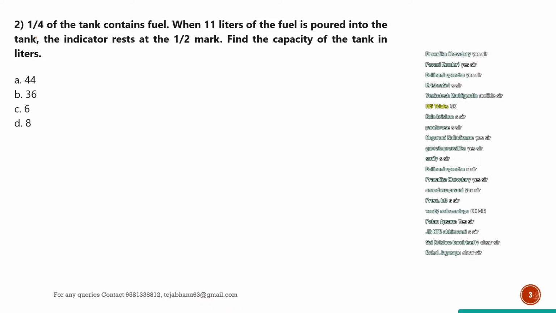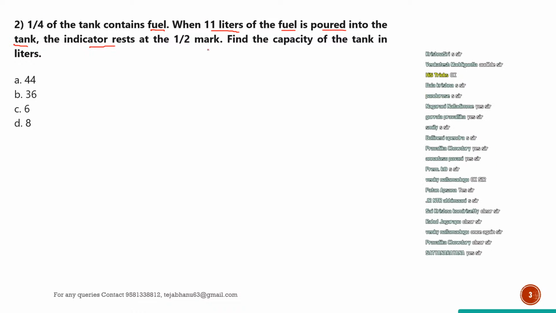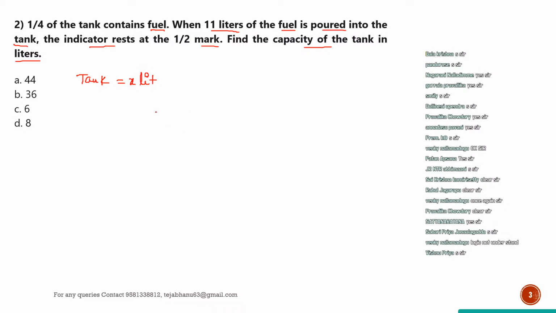See, 1/4 of the tank contains fuel. When 11 liters of the fuel is poured into the tank, the indicator rests at half mark. Find the capacity of the tank in liters. Let us think the tank has a capacity of X liters. Now, have a look.